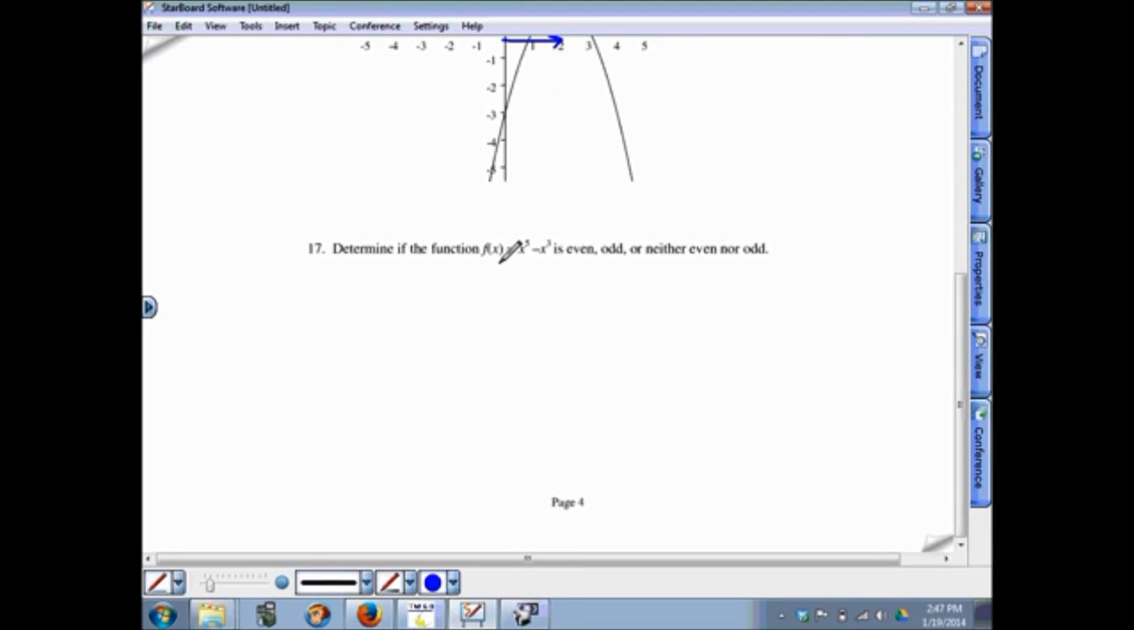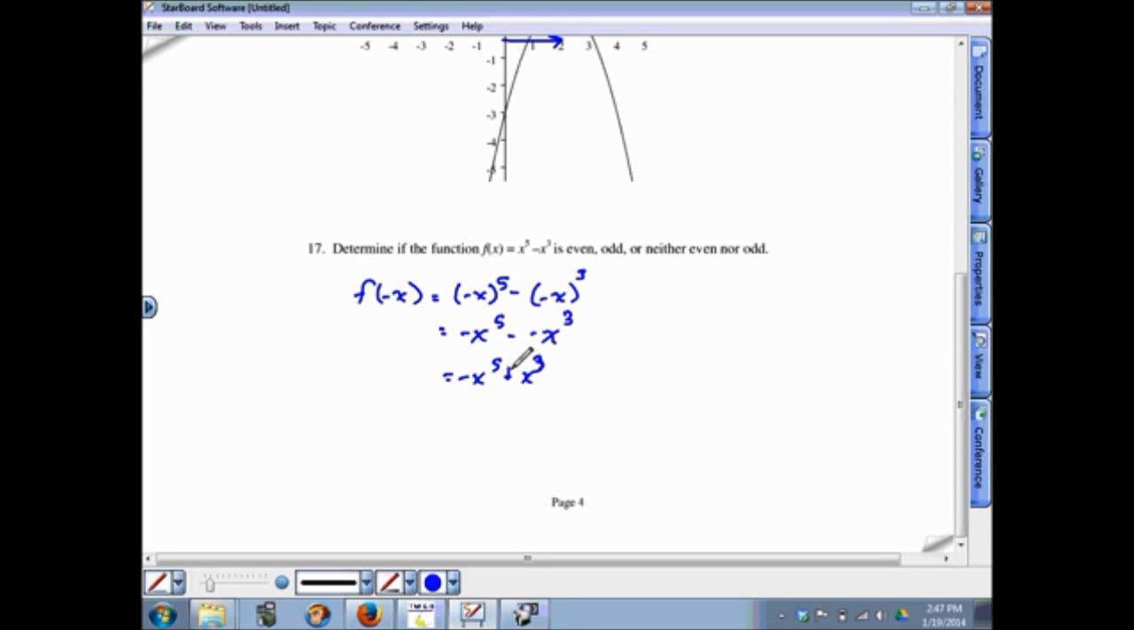Now algebraically, to determine if a function is even or odd or neither, you have to consider the function when all the x's are replaced with the opposite of x. So we evaluate the function at negative x. This turns out to be negative x to the 5th minus negative x to the 3rd, which is negative x to the 5th plus x to the 3rd.